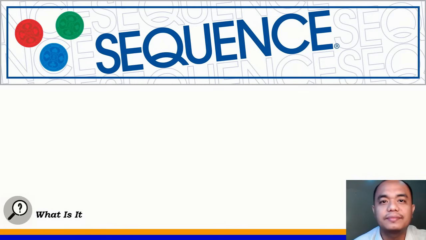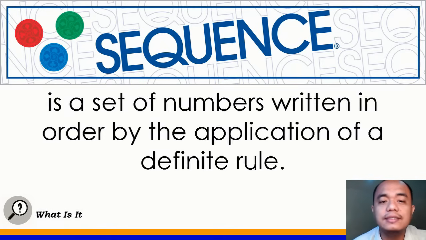Yes, that's good. Now, when we talk about sequence, class, a sequence is a set of numbers written in order by the application of a definite rule. So, ang ibig sabihin, yung pagkakasunod-sunod ng mga numero, may rule na pwedeng i-apply doon. These are not just a list of numbers, but these are lists of numbers sa kung saan they are arranged in a proper or a special order. May rule na pwedeng gamitin sa pagkakasunod-sunod ng mga numero. Later, we will find out how these rules are formulated to get specific numbers in a sequence.